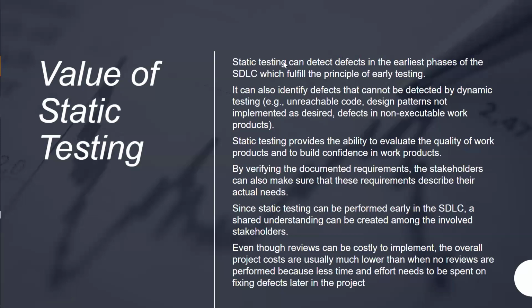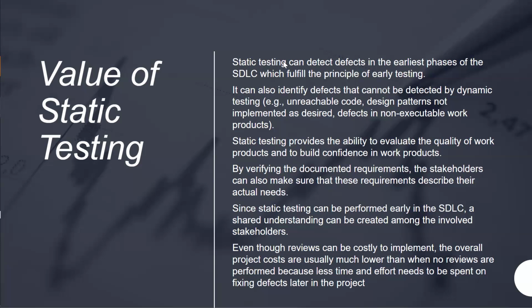So what is the value? Like I've been reiterating, static testing can detect defects in the earliest phases of the software development lifecycle, which fulfills the principle of early testing. Remember when we learned about the principles of testing, where it says testing should be done early in the life cycle? So when you do your documentation review, it's possible that you might identify some bugs or defects from the documentation. It can also identify defects that cannot be detected by dynamic testing, because in dynamic testing you're already executing, you're already running tests. So it's possible that there are issues in that documentation, and this is what static testing actually helps to solve.